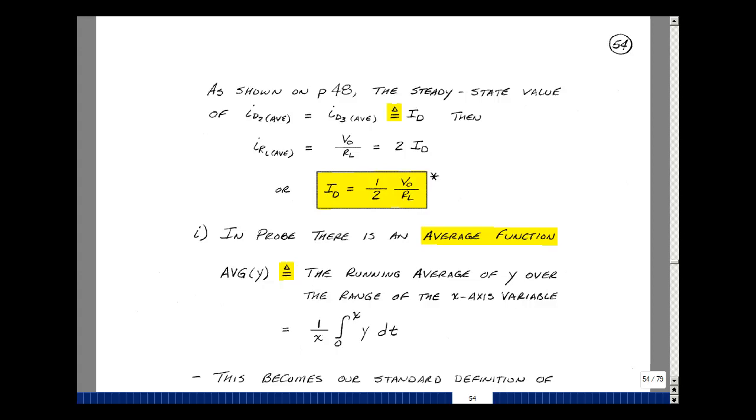And we ended the video by calculating the average current in the diode and found that it was related to the average current in the load divided by 2. We can also measure this in the PSpice program with Probe, which is the post-processor for graphics, by using this average function. It's defined the following. AVG of y is the running average of y over the range of the x-axis variable. Mathematically, that's 1 over x, the integral from 0 to x of y dt.